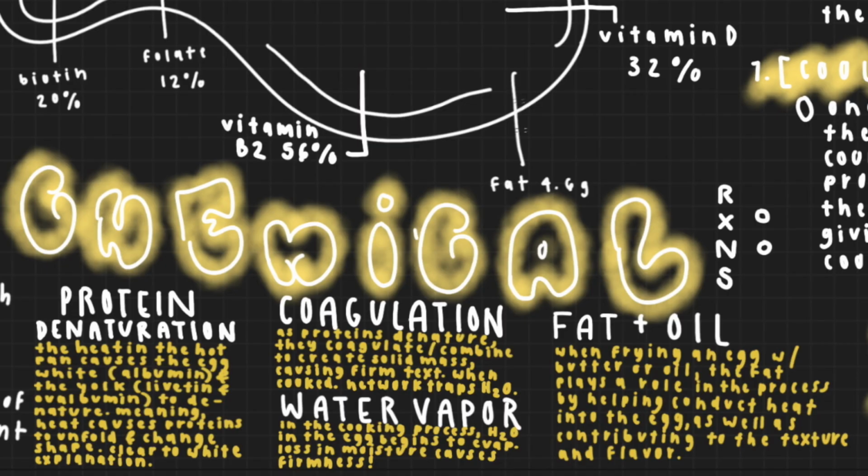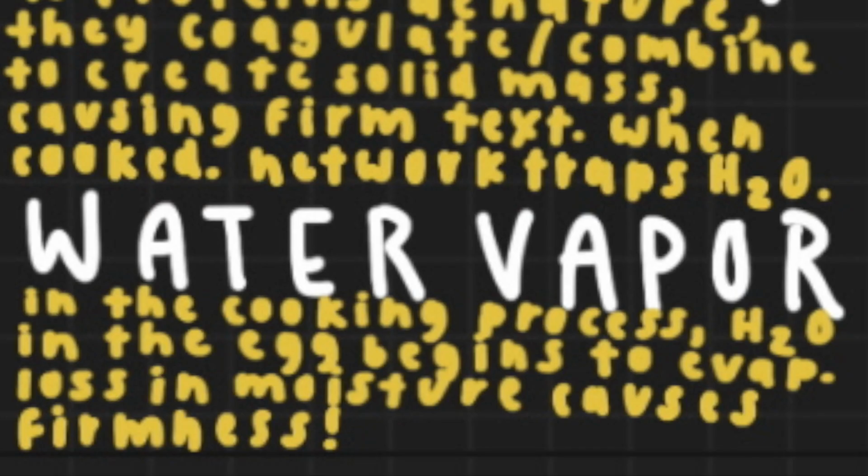And speaking of water evaporation, that just happens to be the next step in this chemical reaction. So throughout the cooking process, the water in the egg begins to evaporate, which I mentioned, and this moisture loss contributes to the egg's firmness, and it also contributes to the egg's taste concentration.